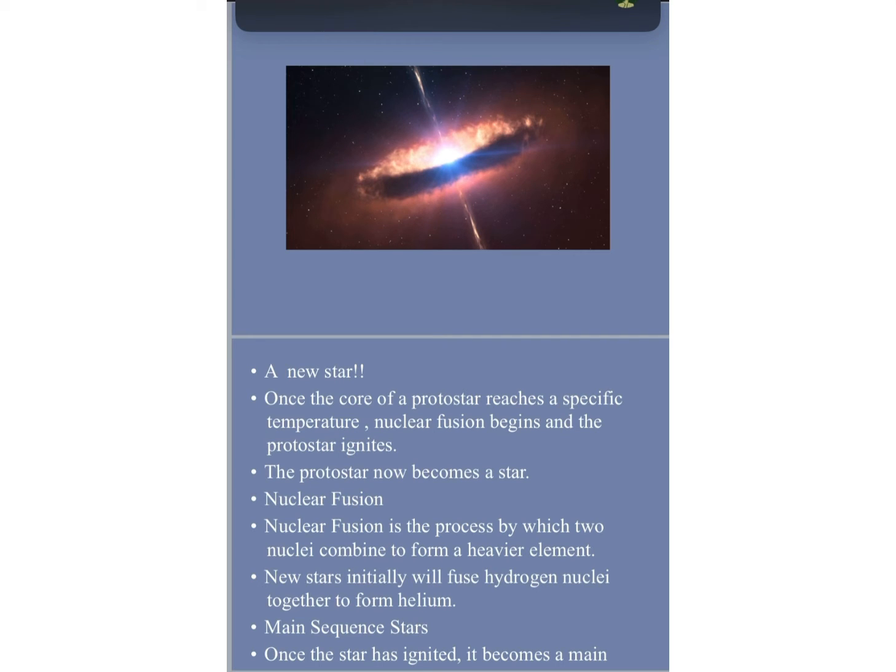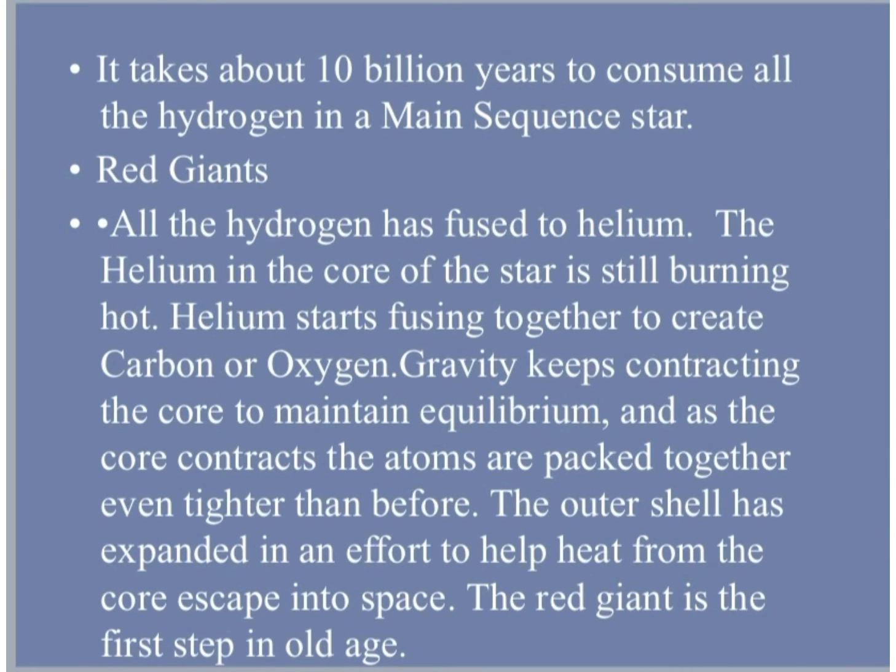Nuclear fusion. Nuclear fusion is the process by which two nuclei combine to form a heavier element. It takes about 10 billion years to consume all the hydrogen in a main sequence star. Red giant. All the hydrogen has fused to helium. The helium in the core of the star is still burning hot. Helium fuses together to create carbon or oxygen.